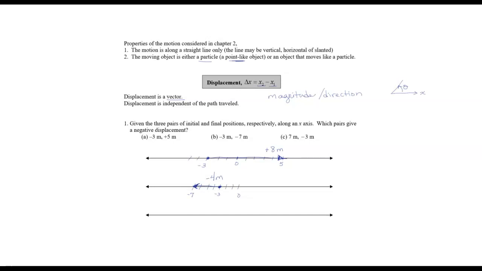Our last one, we have 7 meters and -3 meters. So we are starting here at 7 meters. We are ending at -3. So from where we start to where we end, we have a displacement of -10 meters. So our two that give us a negative displacement are B and C.